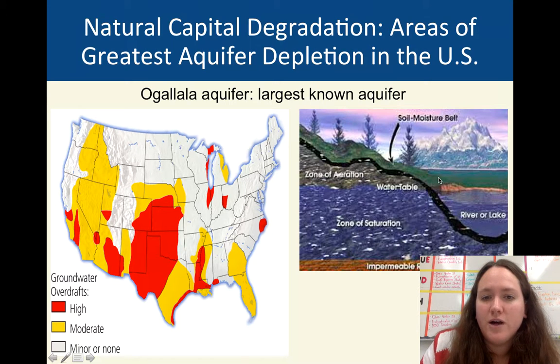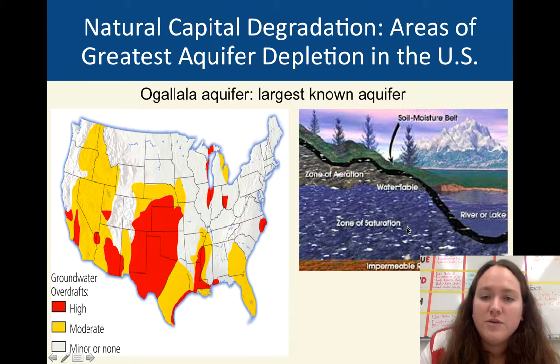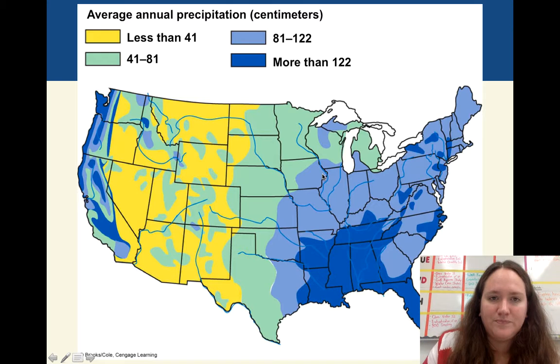So when we look over here, you do need to know these zones and how they're situated. The zone of saturation is where there is completely water, so all the pore spaces in the soil are filled with water. Here's your water table, where you can actually drill down and get water if you had a well. And then here's the zone of aeration. This is where you have pore spaces, but they're not filled with water.